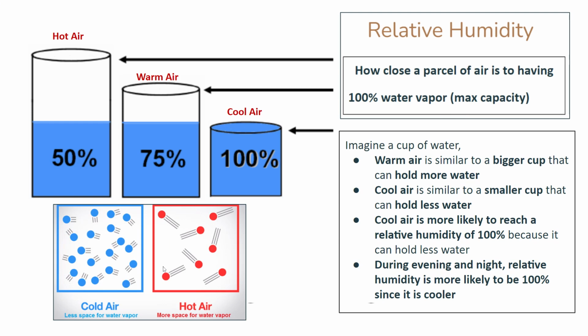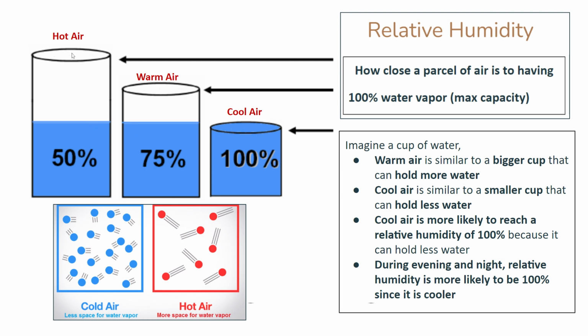So, let's think about cool air and warm air once again. Think about warm air as a bigger cup. And think about cool air as being a smaller cup. And that's very similar to how it actually works, right? Because warm air, the molecules are farther apart. There's so much space between the molecules. It's almost like warm air is a bigger cup. And cold air is a smaller cup because the molecules are closer together. So, since warm air is analogous to a bigger cup, it can hold more water. And since cool air is analogous to a smaller cup, it can hold less water, right?